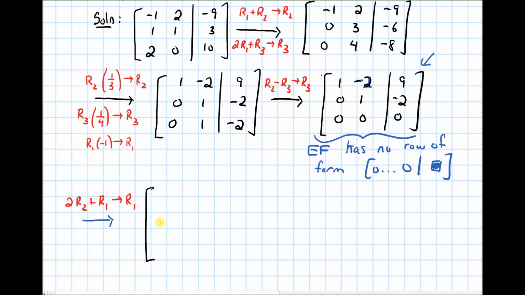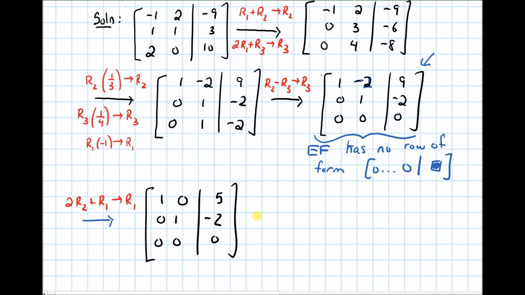Doing that, my second and third rows stay the same, so I'll copy those down quickly. Multiplying the second row by 2 and adding it to the first row, I'll get a 1 here, a 0 here. A -2 times 2 is a -4, added to 9 gives me a 5.